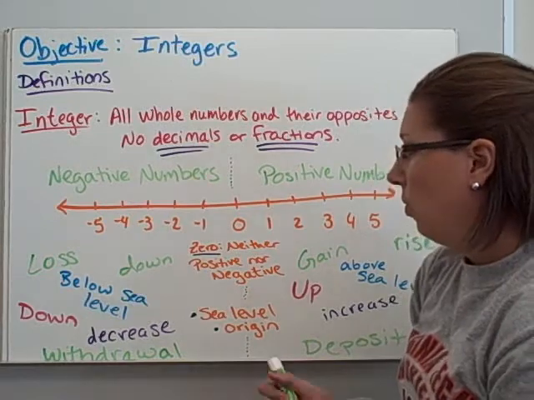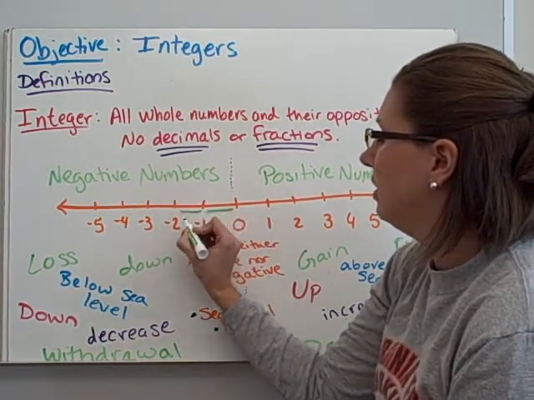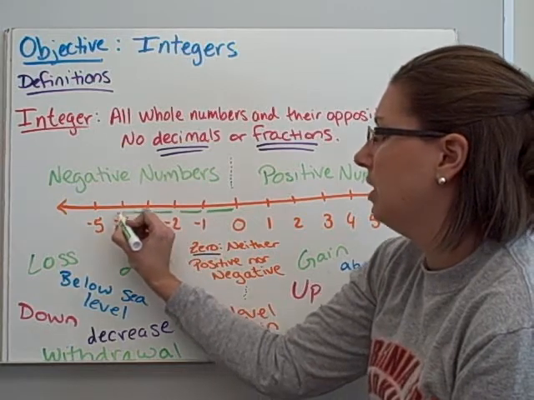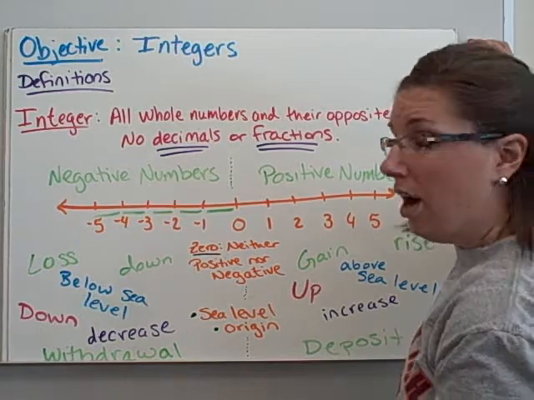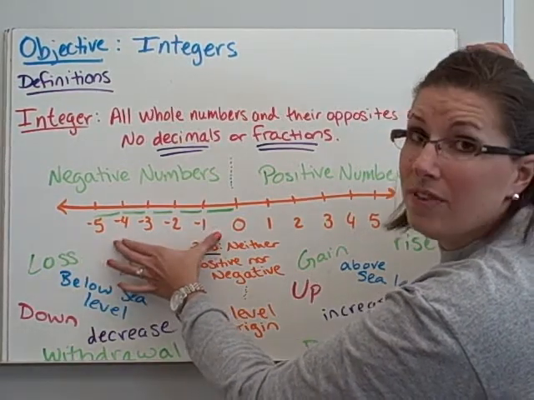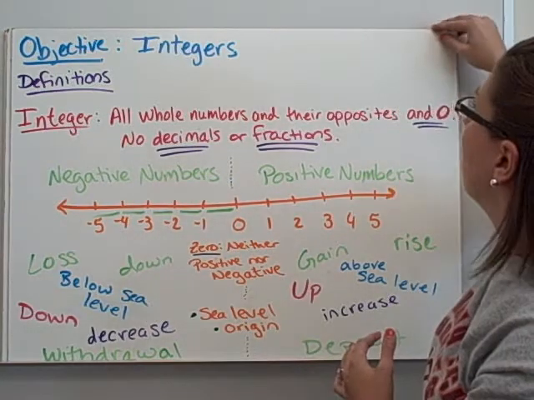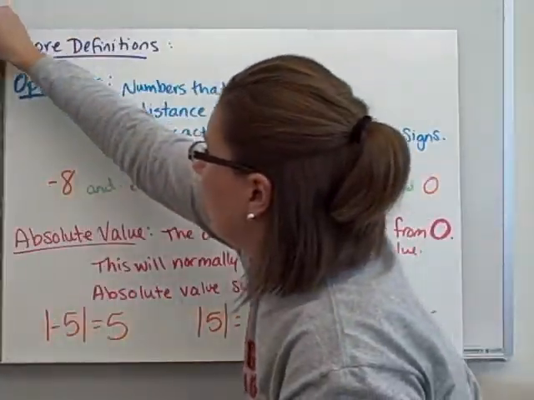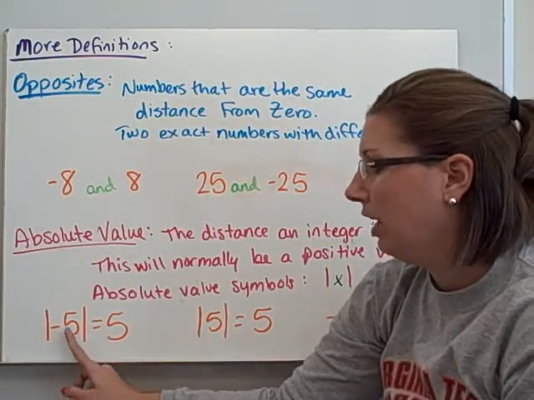It's 1 space here, 2 spaces, 3 spaces, 4 spaces, 5 spaces. So the absolute value of -5 is 5 because it is 5 spaces away from 0. And so I would write 5. The absolute value of -5 is 5.